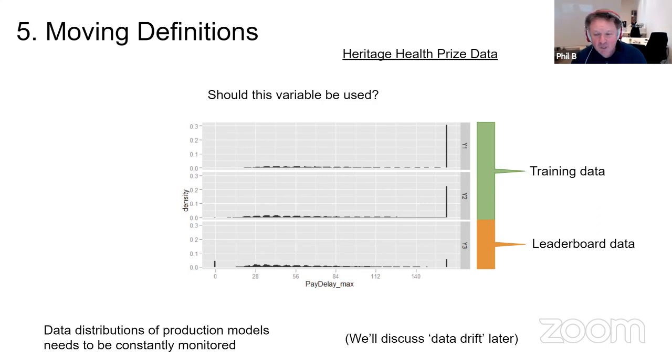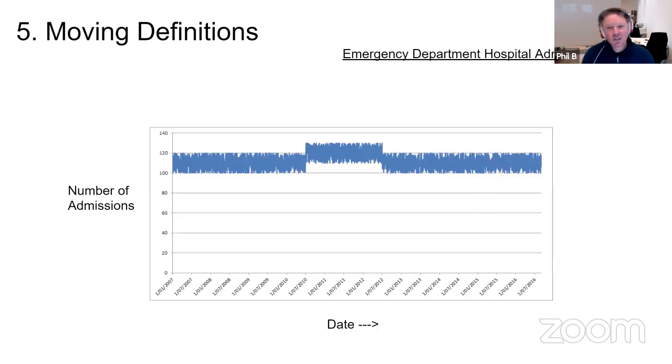So you've got to always look at your distributions of variables through time to spot that things are still consistent. This is an interesting one. This is kind of made up data, but it's based on true data that I can't show you. But this was the number of admissions to an emergency department in a hospital. And it was kind of a time series. And suddenly the number of admissions shot up for a time and then shot down again.